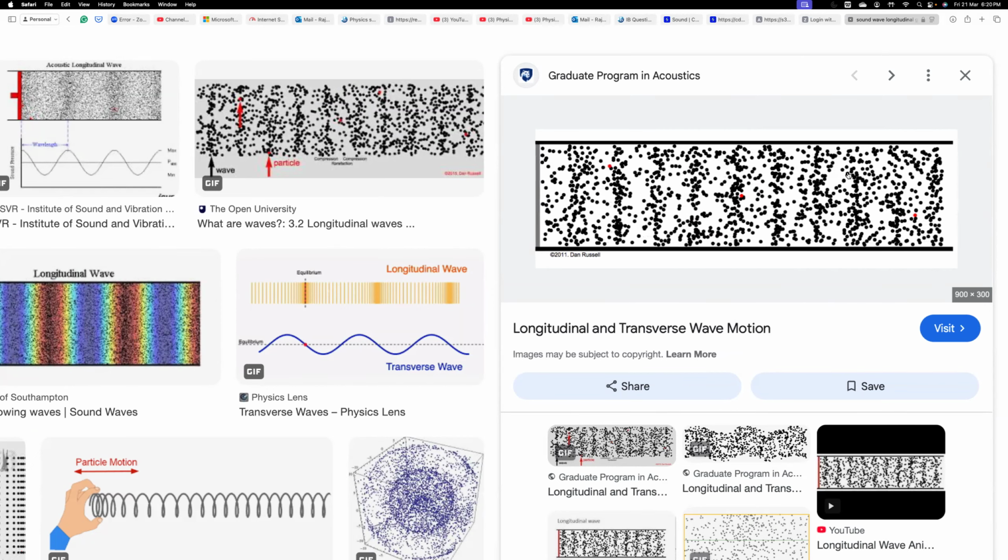It is basically the distance between two consecutive points on a wave that are in phase. So what do you mean by the point in phase? So take an example.